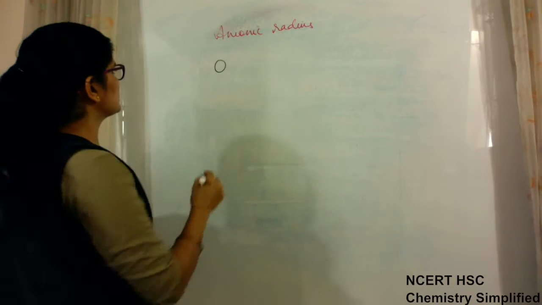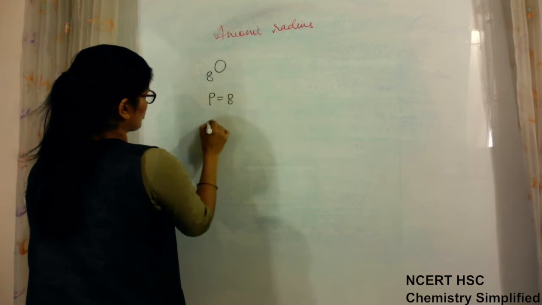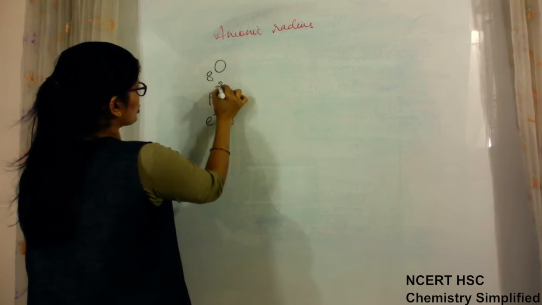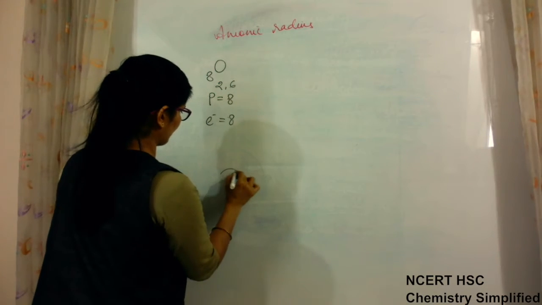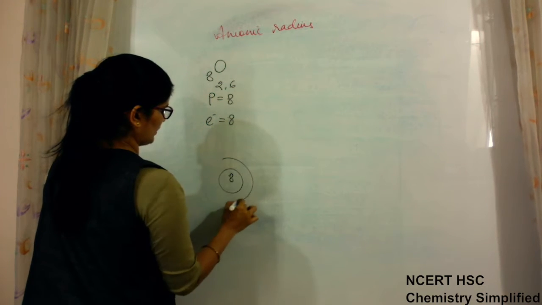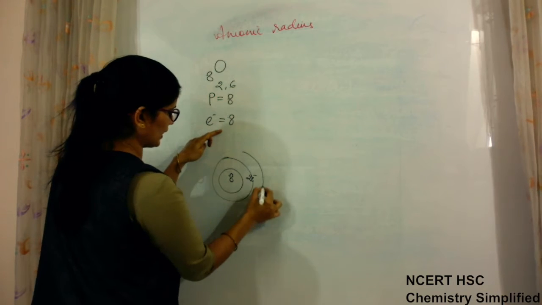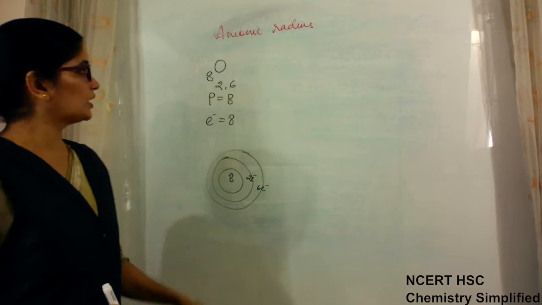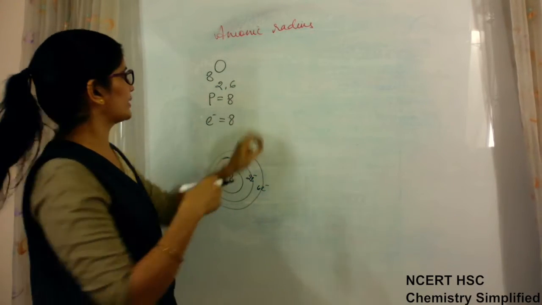Okay, oxygen atomic number is 8, proton number 8, electron number also 8. Distribution of 8 is 2 and 6. Okay, then 2 and 6 I will make here. Proton number is 8, electron number is also 8, having 2 electrons in the first shell and 6 electrons in the second shell. Now oxygen wants to become stable by taking 2 electrons.